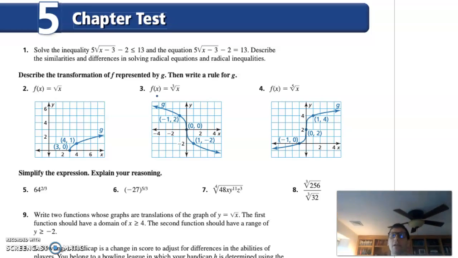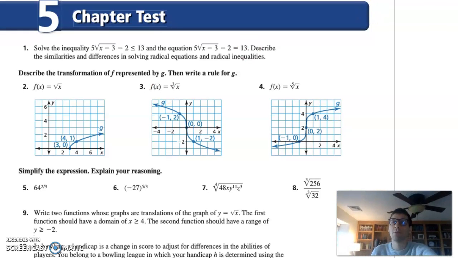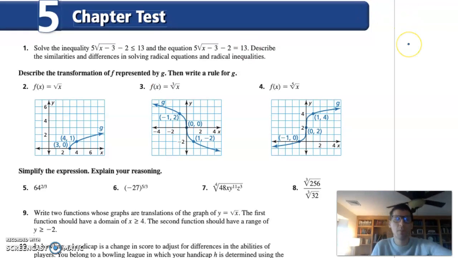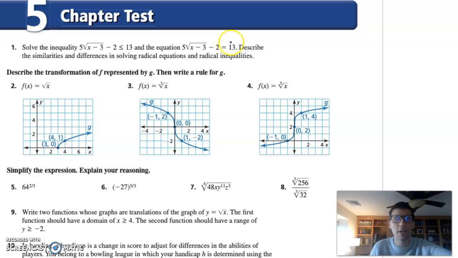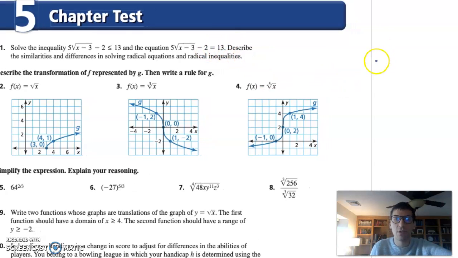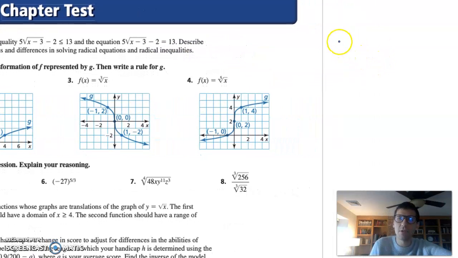had done on Monday, yesterday, which was the 14th. So, solve the inequality and the equation of the exact same format, just a different sign. Describe the similarities and differences. So here we've got 5 square root of x minus 3 minus 2 was less than or equal to 13.